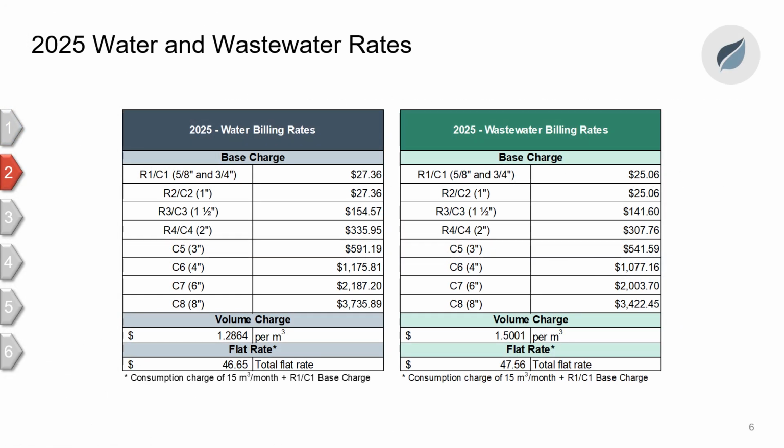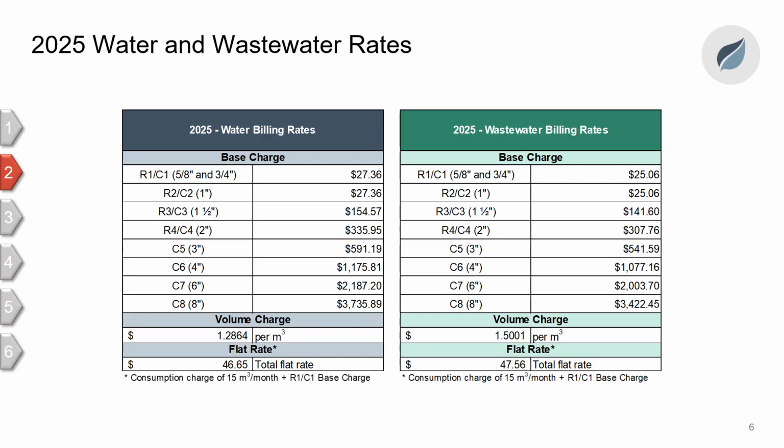So with respect to the existing rates, the water and wastewater rates both have a base charge, or that fixed charge per month, and that's tiered based on the size of your meter, and then a volumetric charge, which is imposed on a per cubic meter basis. And about 90% of municipalities across the province that have water and wastewater rates have some form of fixed or base charge structure with a volumetric rate.